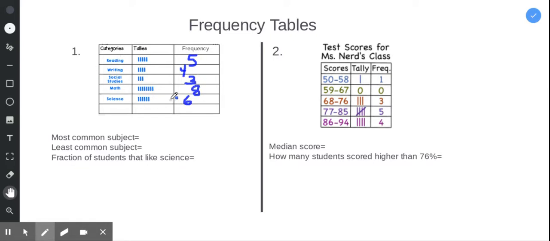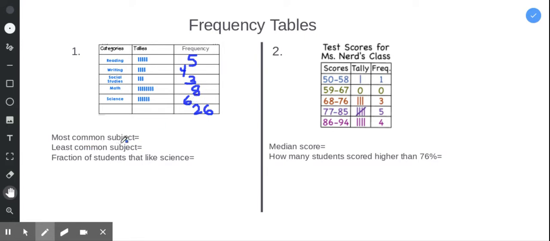So you could use a frequency table to then find out some of the important information here, to come up with my total number of students or total number of people that were surveyed. 5 plus 4 is 9. 9 plus 3 is 12. 12 plus 8 is 20. 20 plus 6 is 26. So it comes up with a total of 26 people. So out of those 26 people, 5 like reading, 4 like writing, 3 like social studies, 8 like math, and 6 like science.